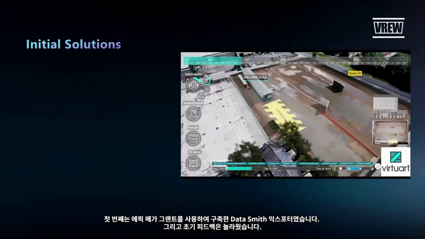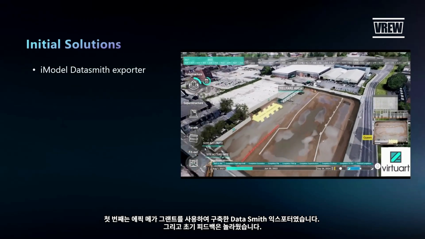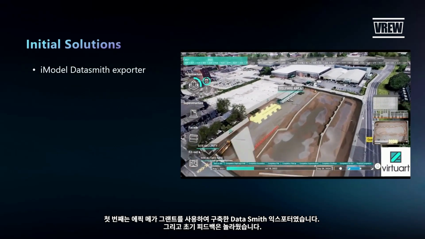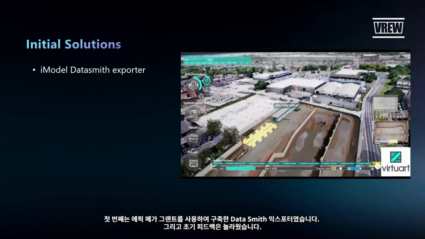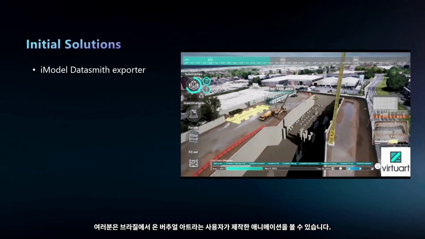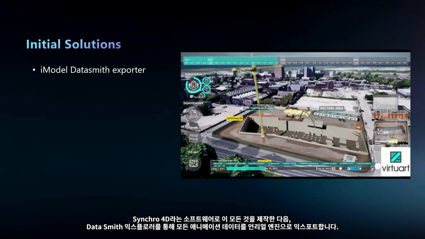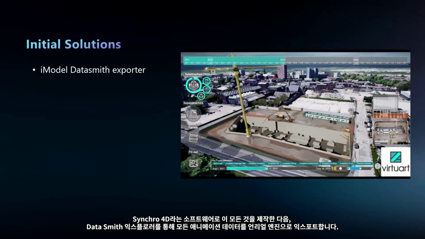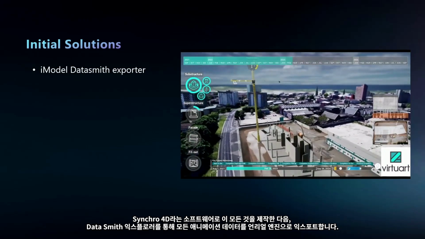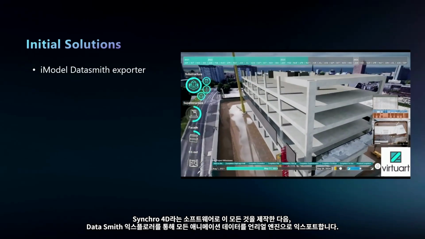The first of them was a Datasmith exporter, which we built using an Epic Mega Grant. And the initial feedback was amazing. Here you can see this is a user of ours called Virtuart. They're from Brazil, and they build all of that with our software called Synchro 4D. And then we have the Datasmith exporter that exports all that animation data into Unreal Engine.